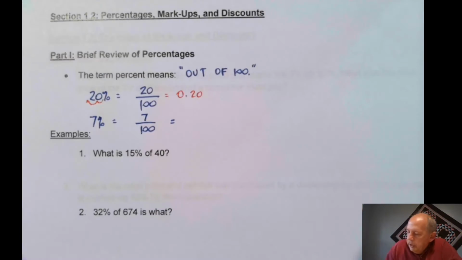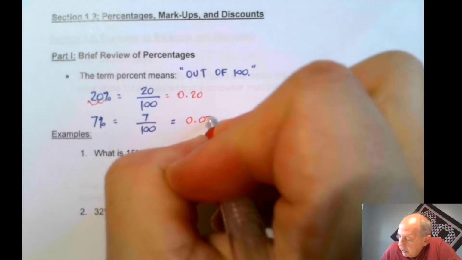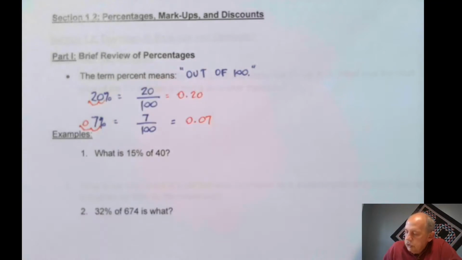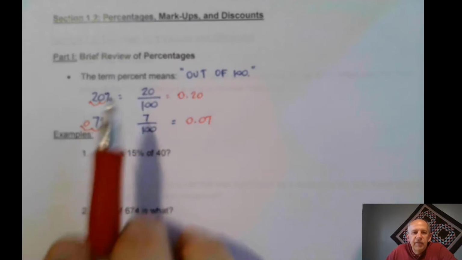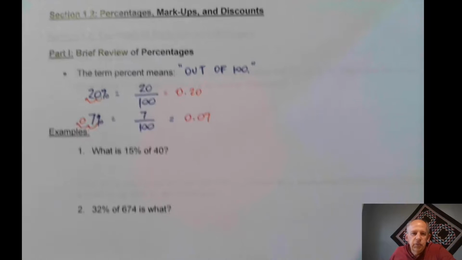Let's say we have 7%. That means 7 out of 100, and if I convert that into a decimal, that would be 0.07. I move the decimal over two places, so I have a percentage, I have a fraction, 7 out of 100, and I have a decimal.